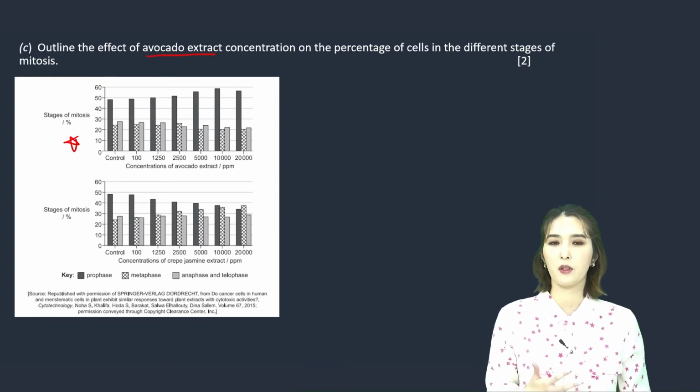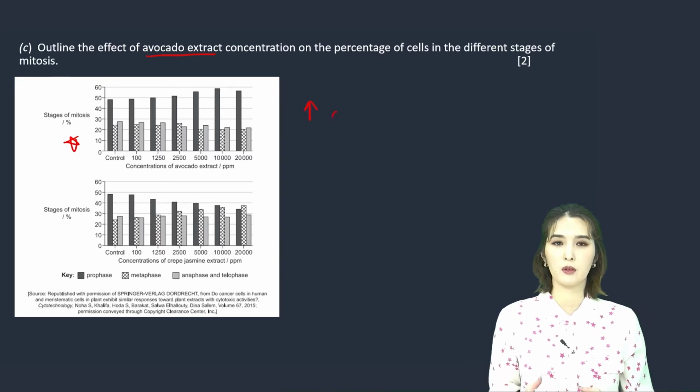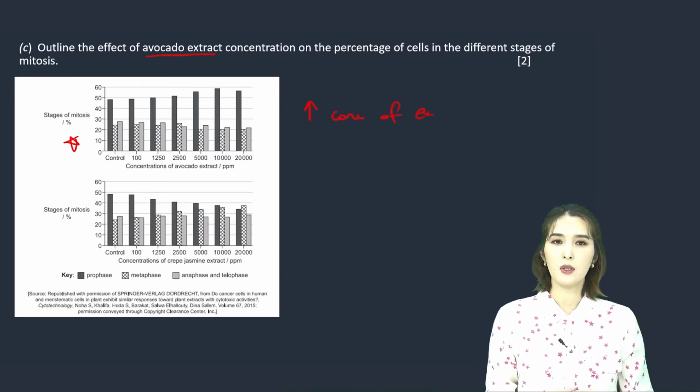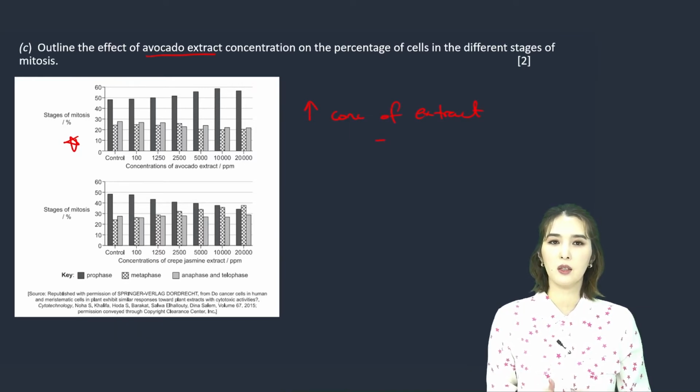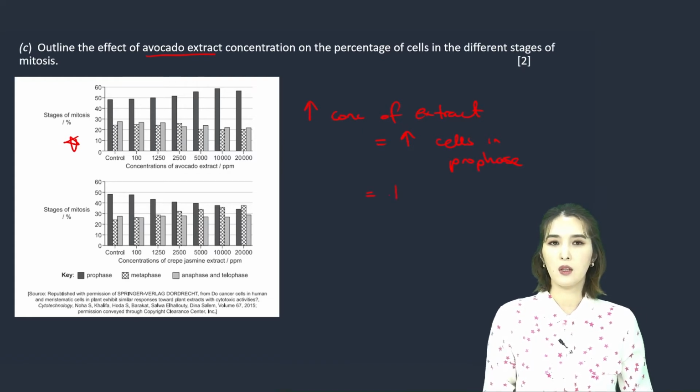So that's the graph at the top. As we can see, and as discussed before when we looked at the data, the increase in concentration of extract results in an increase in the number of cells in prophase, whereas we see the opposite effect on the number of cells in metaphase and anaphase, as the increase in concentration of extract results in a decrease in the number of cells of metaphase, anaphase, and telophase.